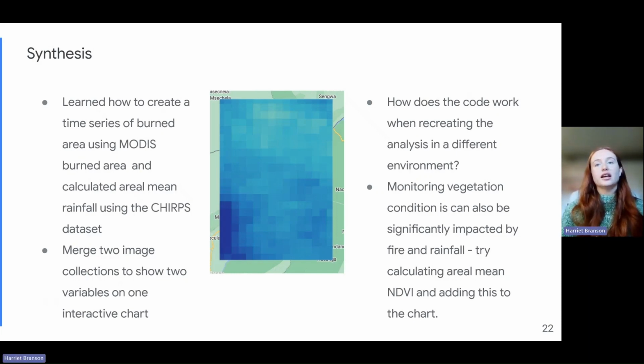Monitoring vegetation can also be extremely important in conservation and can be significantly impacted by fire and rainfall trends. So thinking about how we can take this code further and modify the code to calculate perhaps aerial mean NDVI from the NOAA CDR AVHRR daily NDVI dataset. Or maybe whether we could add this as another interactive variable in the chart.